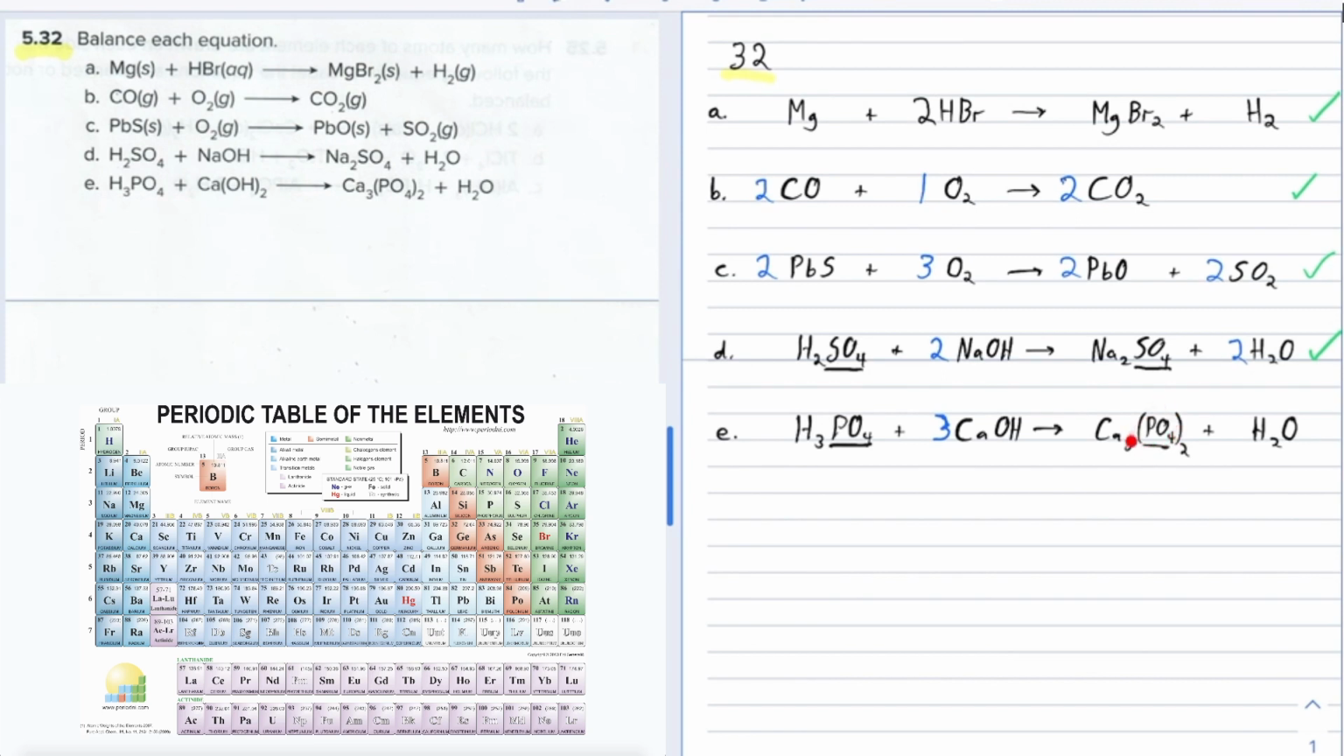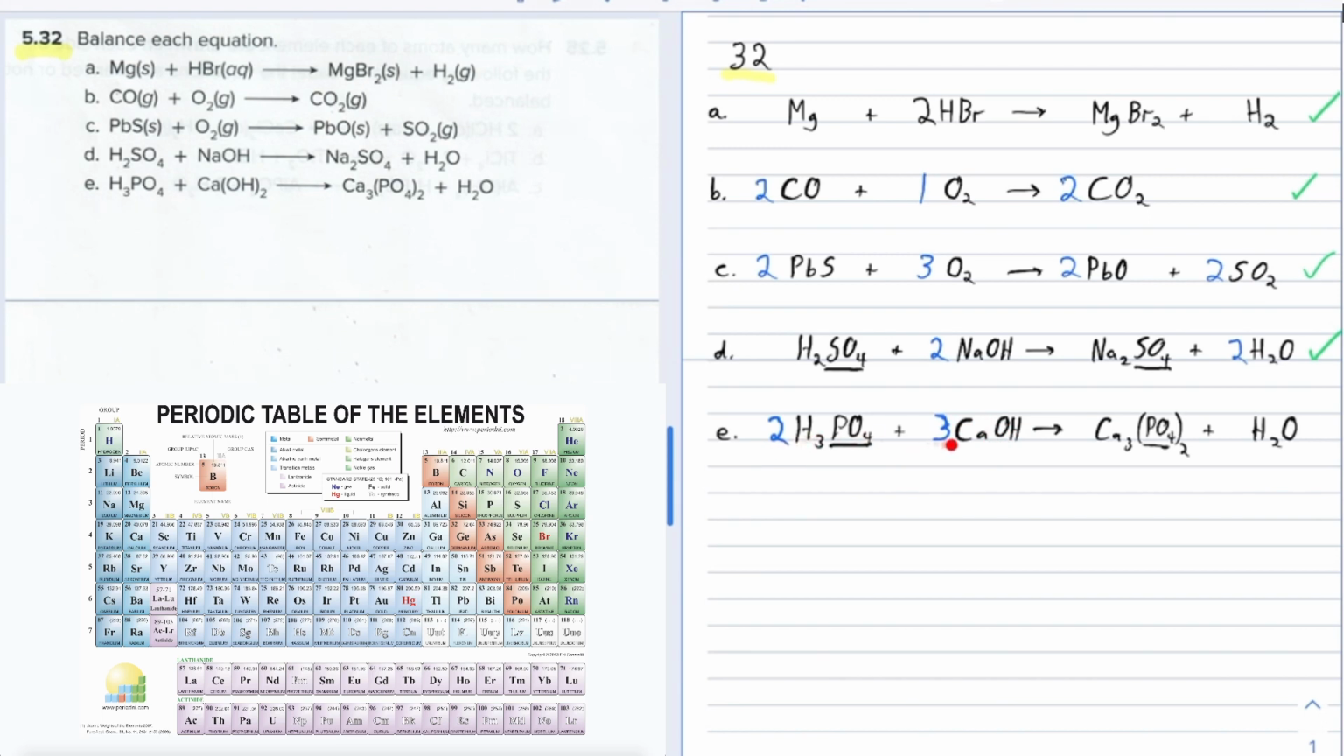What about the phosphates, the PO4s? You got two phosphates and only one over here. So let's give ourselves two over there. Okay, now we got two phosphates, three calciums, two phosphates. Now we just got to make sure that all of the other hydrogens and oxygens work out. So we got 2 times 3, that's 6 hydrogens, plus another 3, 9 hydrogens on the left, and then 3 oxygens on the right.